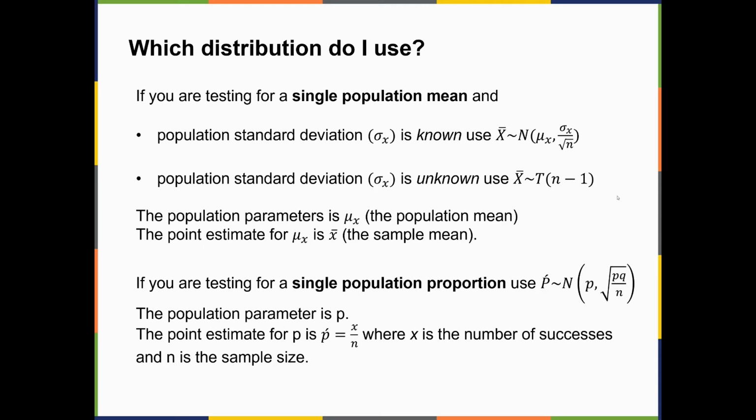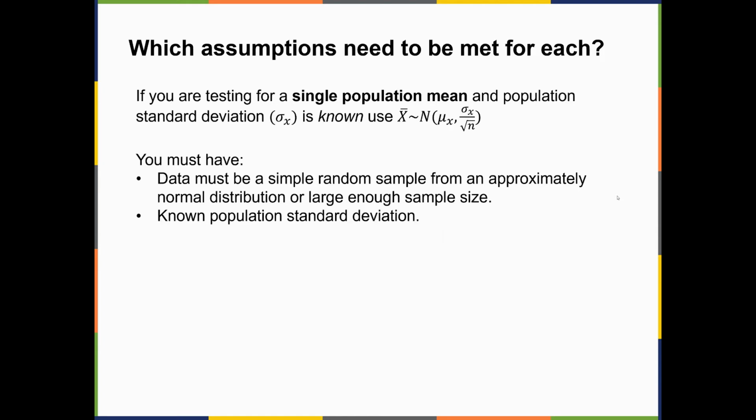If you are testing for a single population proportion, you're going to use p hat is distributed normal p, comma, square root pq over n. All right, so the population parameter here is p, the proportion of the population, and the point estimate for p is p hat, which is x over n, the number of successes over the sample size. Let's talk about each one of these just a little bit.